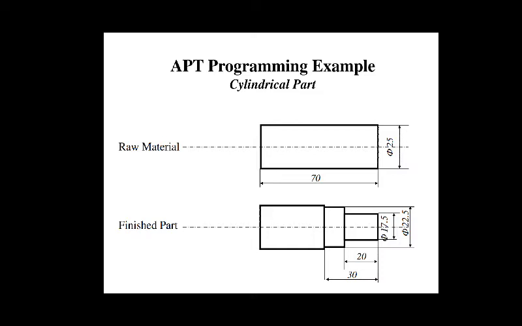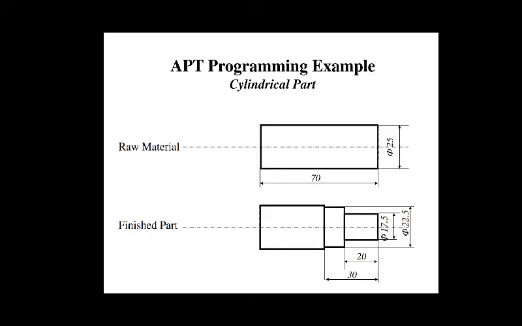Now today we will see the programming for turning. As you can see on the screen, the raw material is a cylindrical part having diameter 25 and length 70 mm, and we need the finished part, which is given at the bottom. Here the APT is nothing but the automatically programmed tool. Now in this I have already made the program.